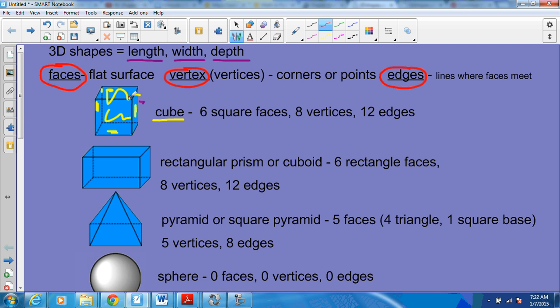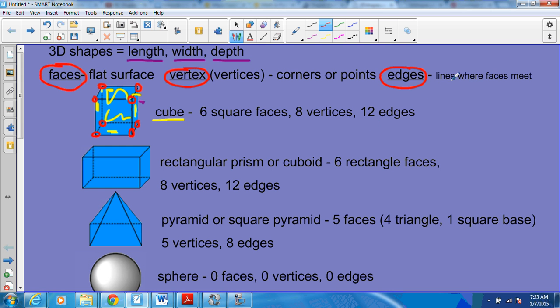So here are points on this cube. 1, 2, 3, 4, 5, 6, 7, and 8. It also has 12 edges.